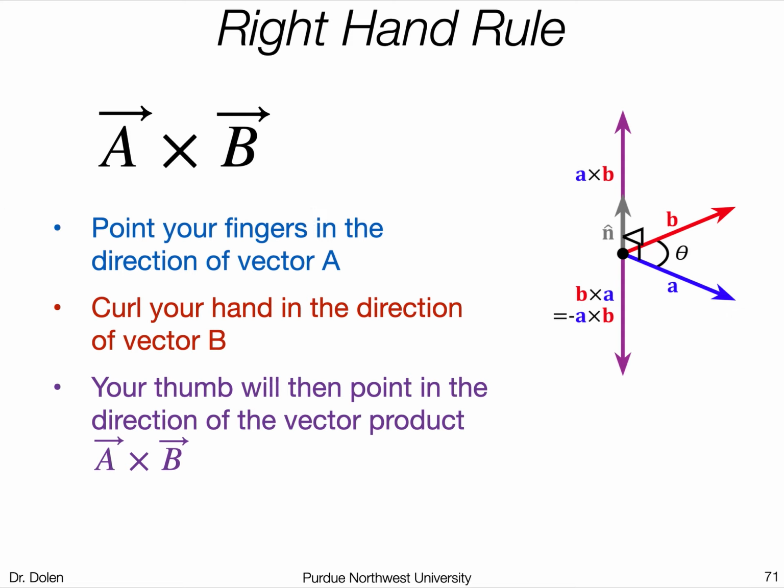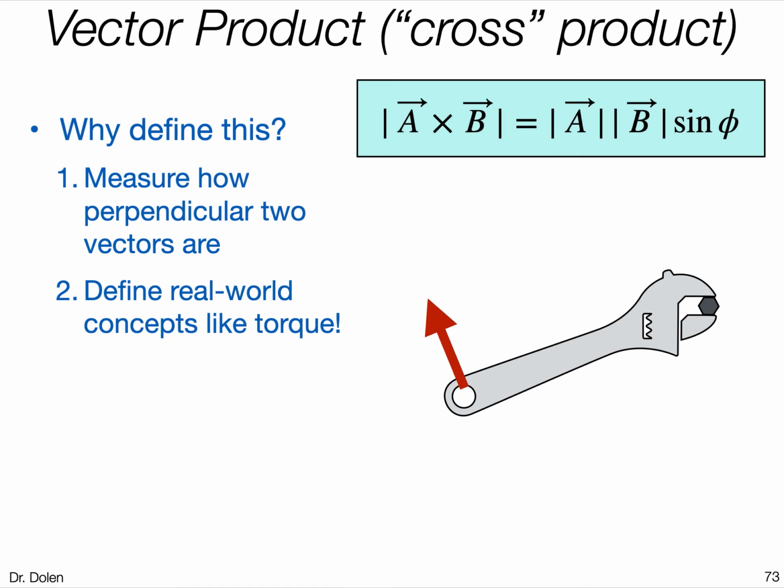If I wanted to calculate instead B cross A, this time I point my fingers in the direction of vector B. But if I want to curl my hand towards vector A, I need to turn my hand around, because my fingers only curl in one direction. So I curl B towards A, my thumb is now pointing down along this purple arrow here. So you can see that B cross A gives you a different answer than A cross B. In fact, B cross A is equal to minus A cross B. So they're going to have the same magnitude but point in opposite directions. So that's the vector product and the right-hand rule.